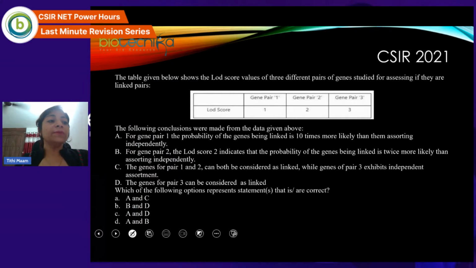Now, another concept which is asked from pedigree analysis is the LOD score concept. Okay, so this LOD score is important to know. Nobody will ask you to calculate the LOD score, but the meaning of the LOD score is important. Now what is this LOD score? LOD stands for logarithm of odds.